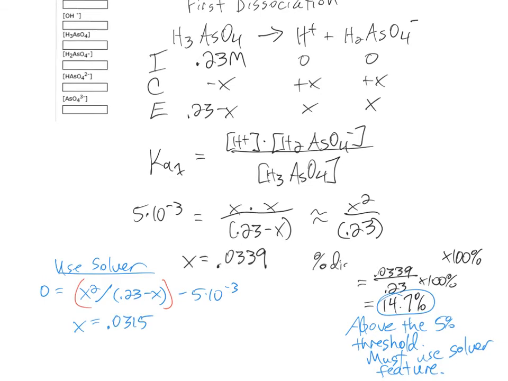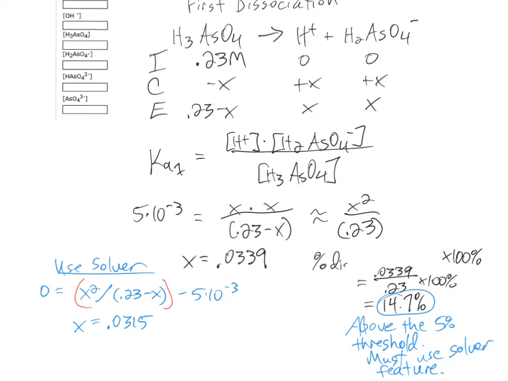After entering that into my solver, I get a value of 0.0315, which, if you compare that to the value of x we got by making the mathematical assumption, is slightly different. I don't know if it's enough to make a huge difference, but the guideline is so long as you're within 5%, you can make the mathematical assumption, and here we were above 5%.